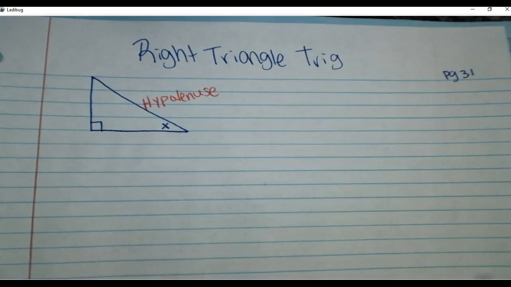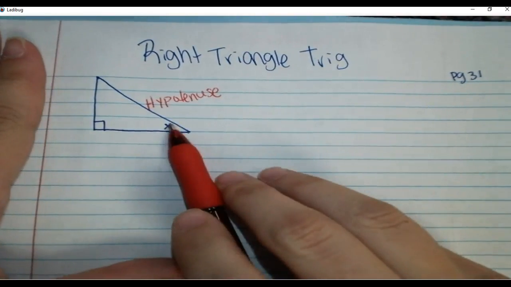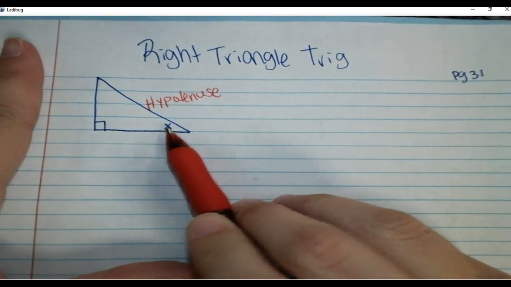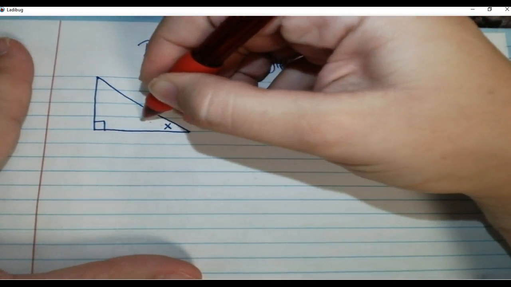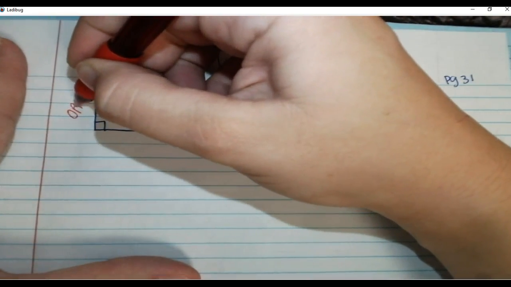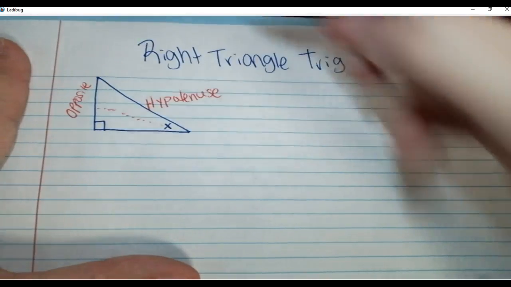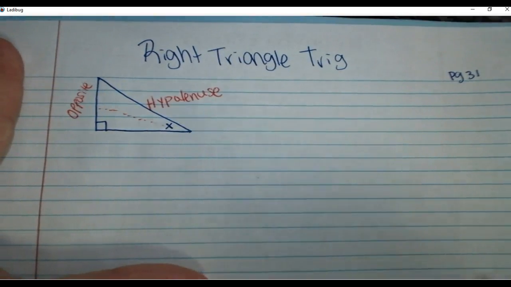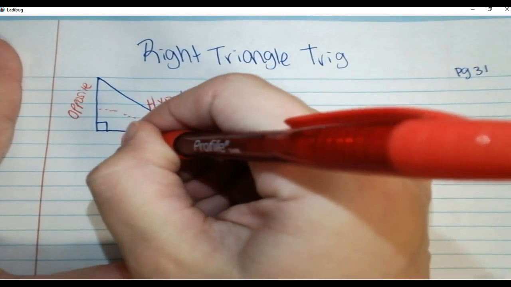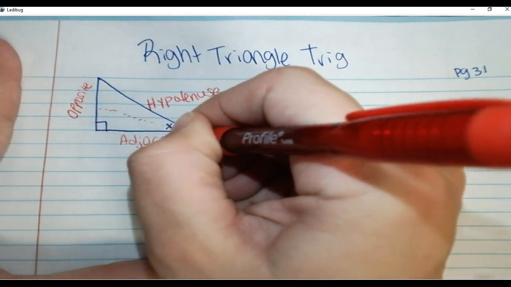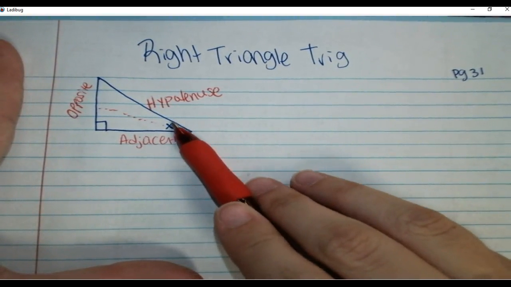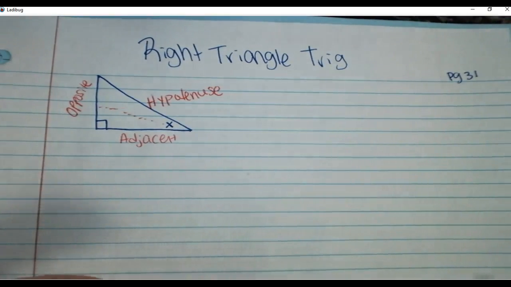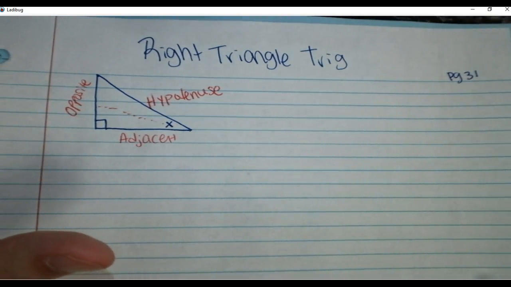And then the opposite and the adjacent side depend on where your important angle is. So what I always do is take my angle and draw a little dotted line, and that always leads me to the opposite side. And then that leaves me with adjacent. So your angle should always be between adjacent and hypotenuse. Any questions on labeling it?